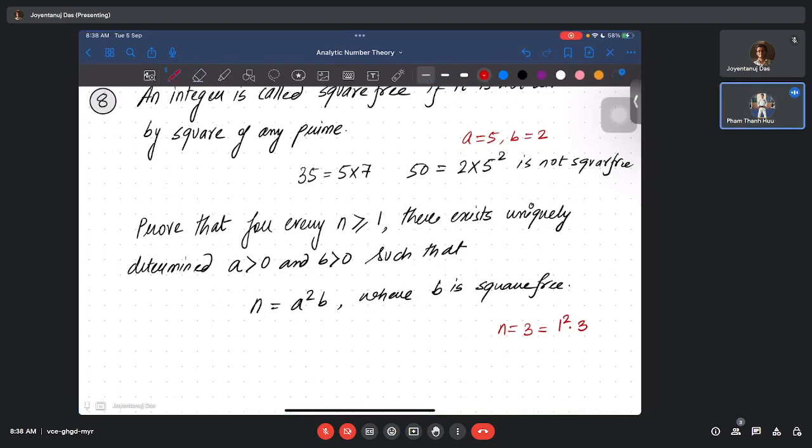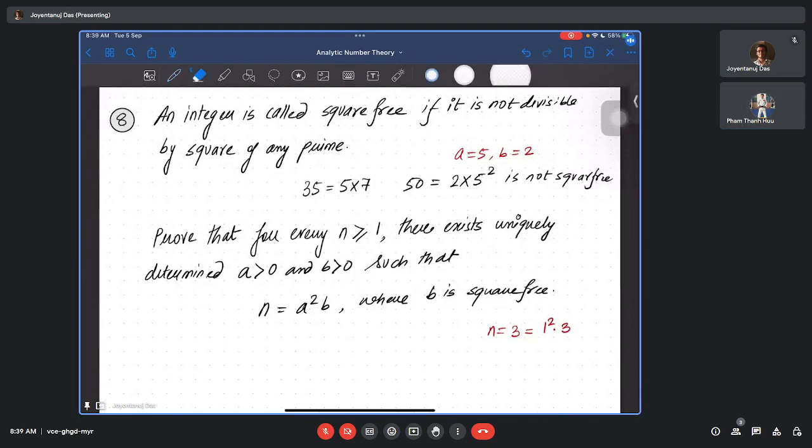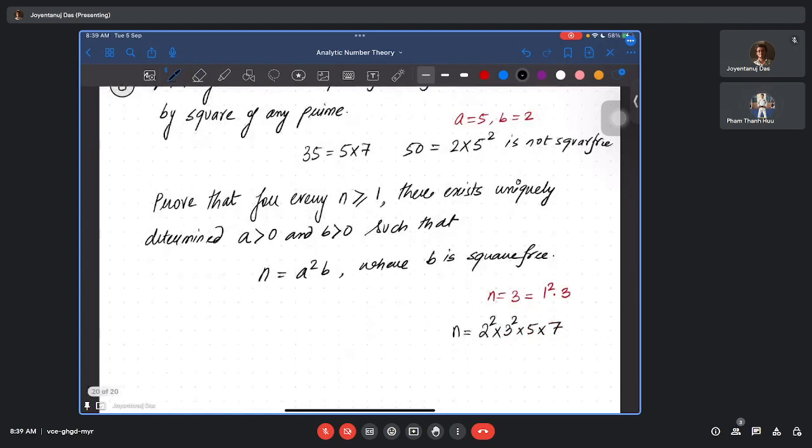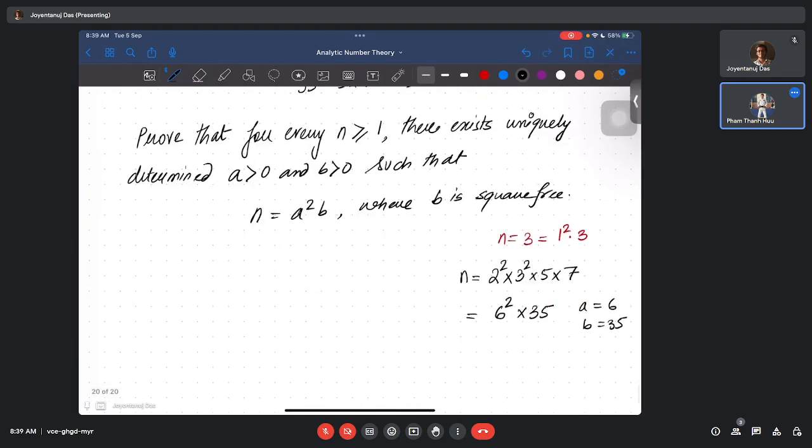Are a and b supposed to be prime? No, we don't know that. a and b can be composite. Let us see one more example. Suppose n equals 2 squared times 3 squared times 5 times 7. Then I can write it as 6 squared times 35. Then a is 6 and b is 35. So this is my expression. You understood, right?